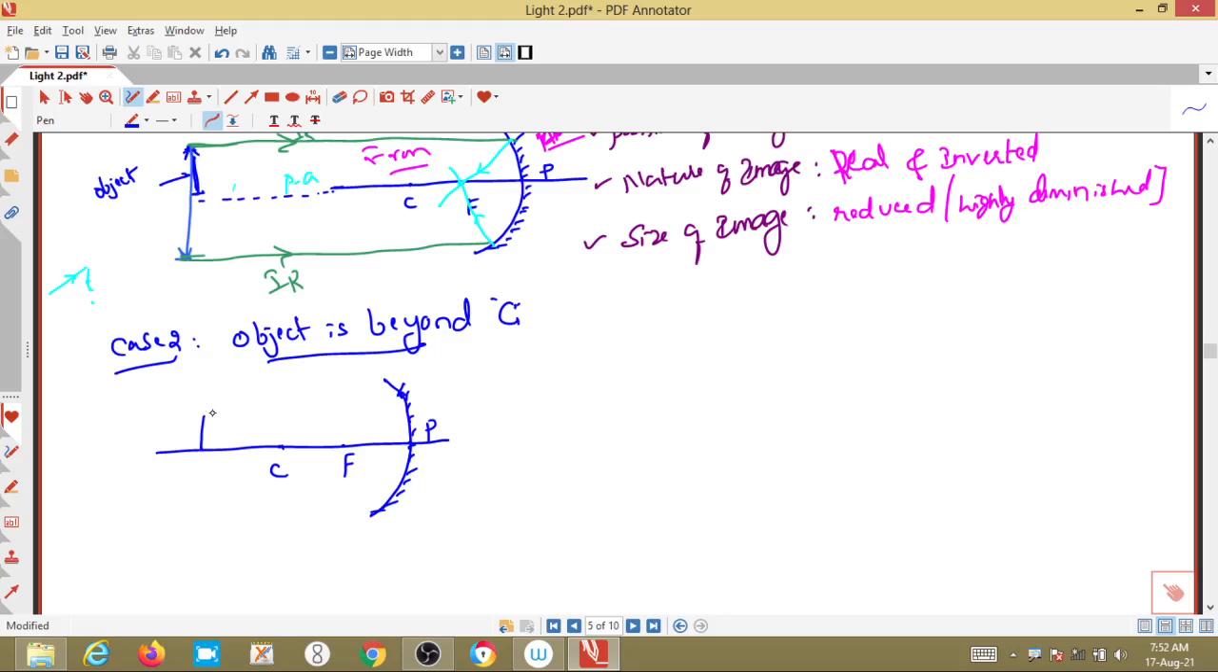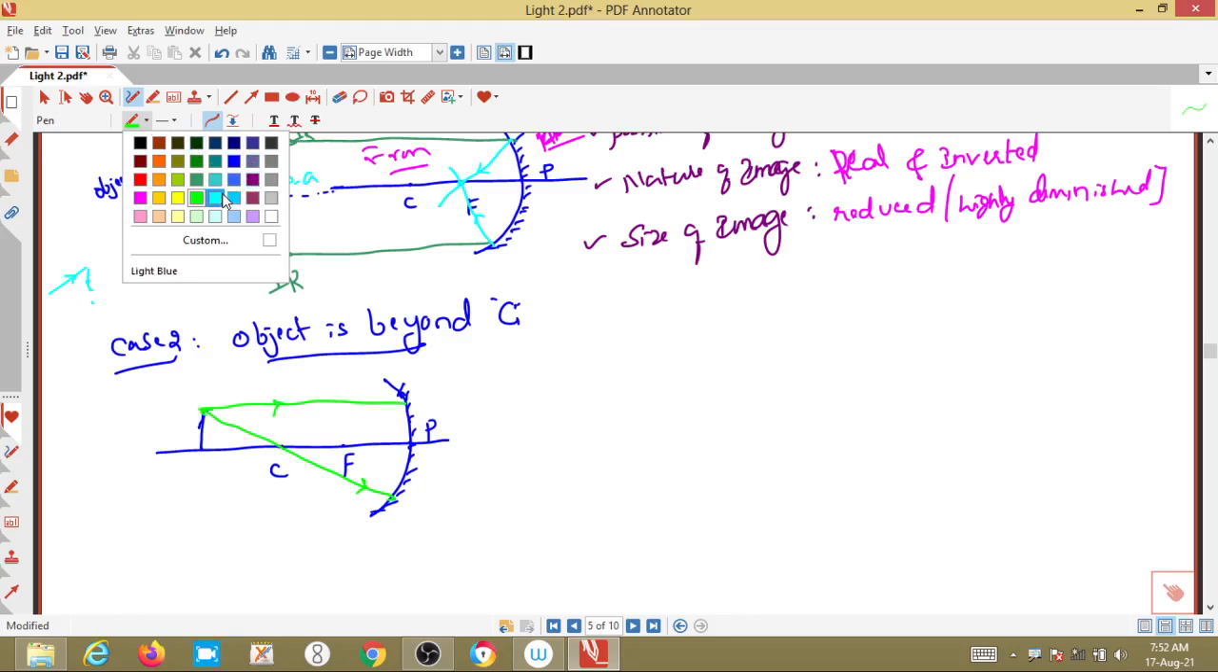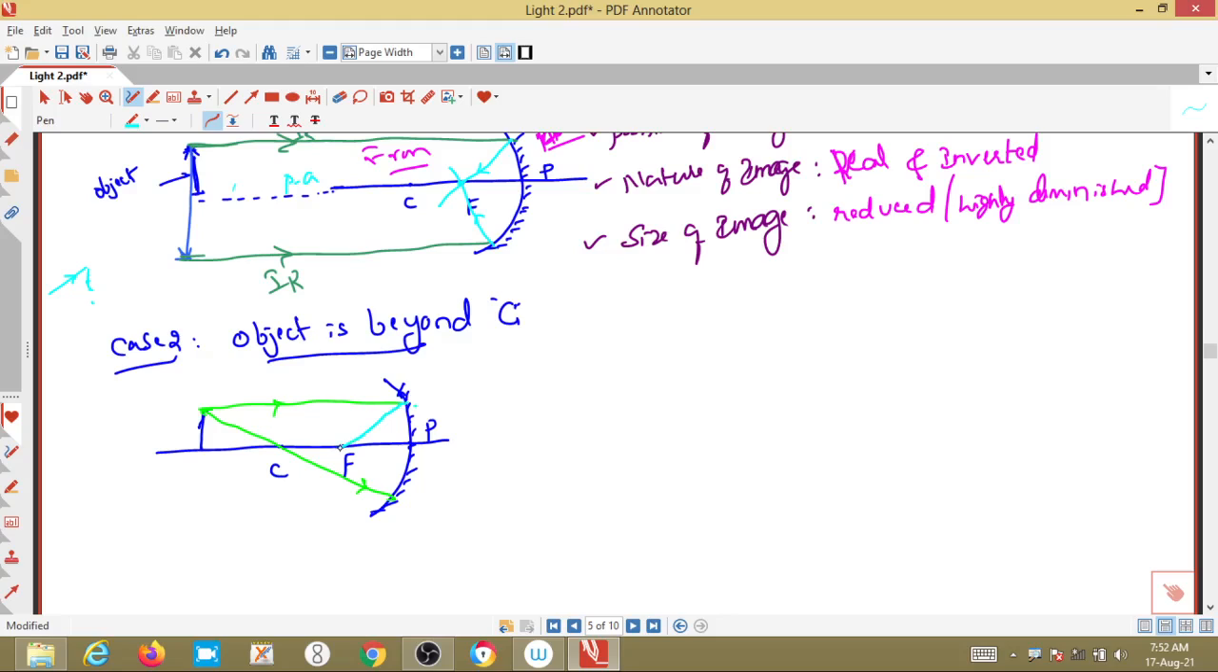Now we have to know how the image is forming here. See, first I will take two rays from this point. One ray is parallel to the principal axis and another ray is passing through the center of curvature, this is incident here. Now we have to know the reflecting surfaces. How? See, first condition, when it is parallel to the principal axis, it is passing through what? Focus, right? It is passing through the focus.